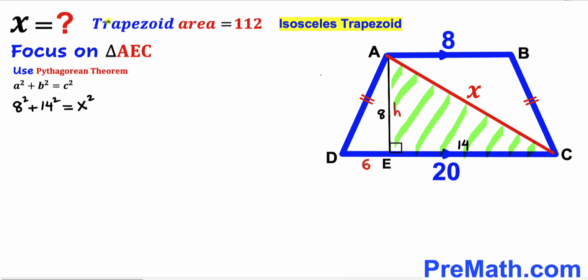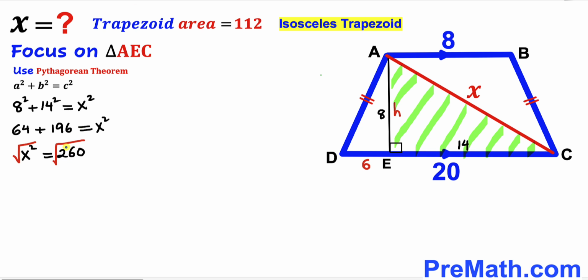Now we are going to simplify. That is going to give us 64 plus 196 equals x squared. Let's add these numbers. So x squared is going to be equal to 260. Now we are going to undo this square by taking the square root on both sides.